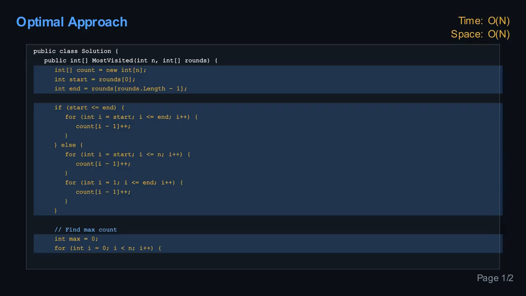We initialize a count array. If the start is less than or equal to the end, we simply increment counts for all sectors from start to end. If start is greater than end, we increment counts from start to n, and then from 1 to end. Finally, we find the maximum count and collect the corresponding sectors.